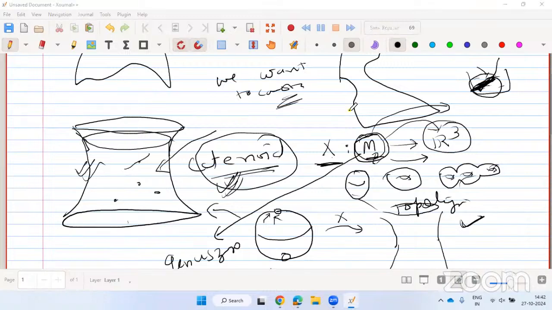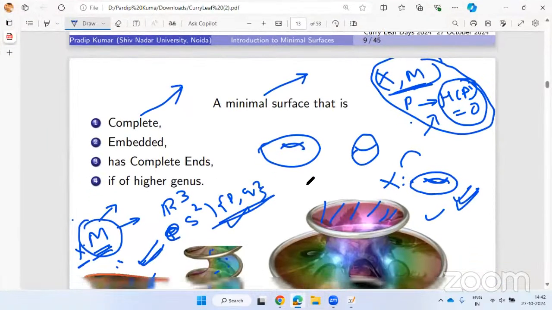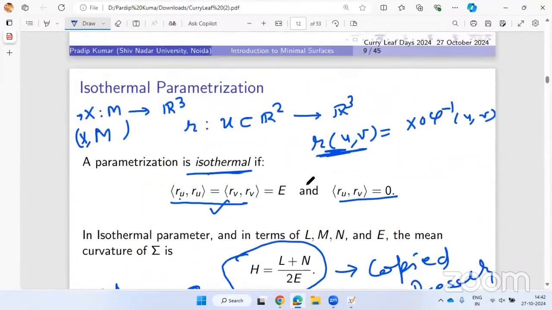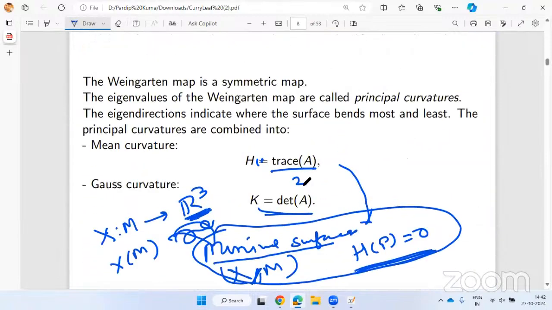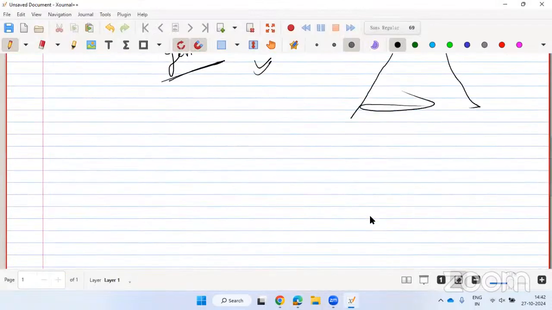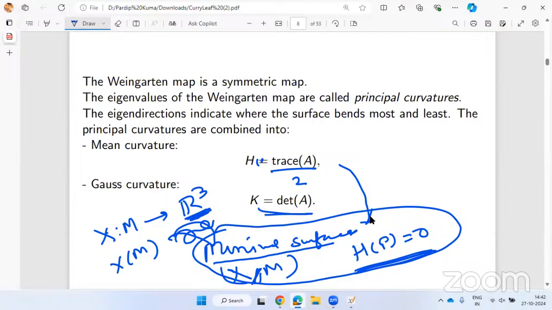What is the mean curvature? I have defined the mean curvature mathematically. Let me explain the mean curvature picture intuitively. Intuitive means there may be a little bit of looseness when I say it. Mathematically, I have already defined it, and I can share this slide with you so you can check what the mean curvature is.